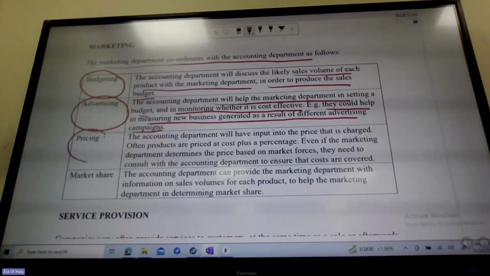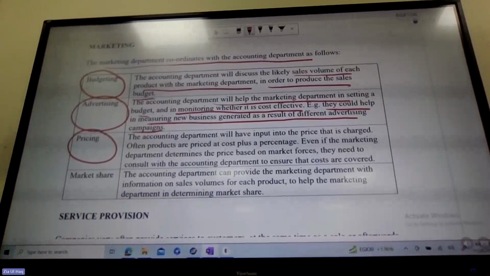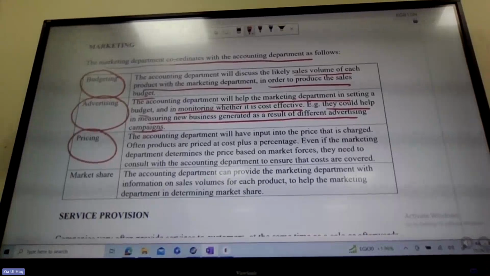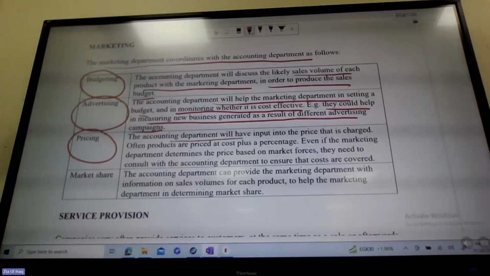And for pricing, the marketing department has a responsibility to attract customers, and customers can be attracted by lowering the prices. So how much can the price be reduced to maintain the profit of the business? They need information from the accounting department, meaning the cost of the product and the price, and how much we can reduce to offer to the customer. So the accounting department will have input into the price that is charged.